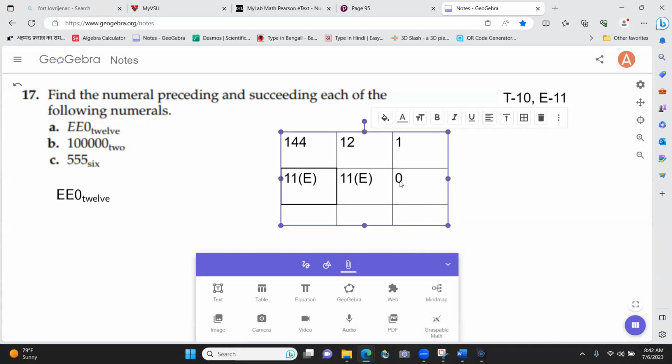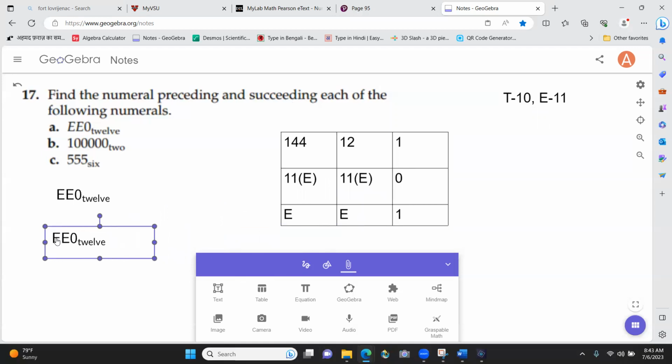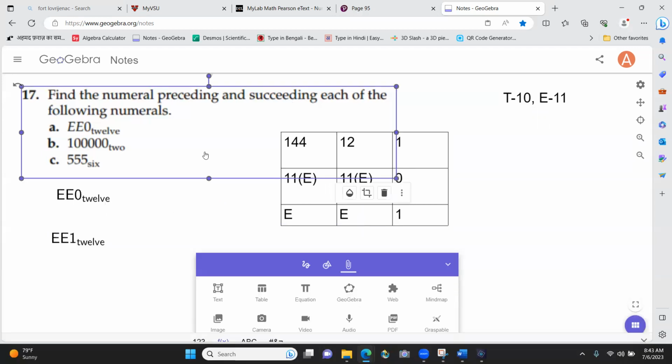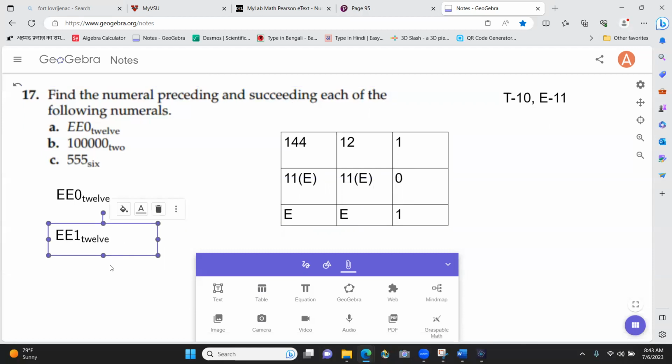All right, so if you add 1, this will be 1, okay? 1, this will be E, this will be E. So my answer for the one that's succeeding is going to be simply this. Not that bad. EE 112.